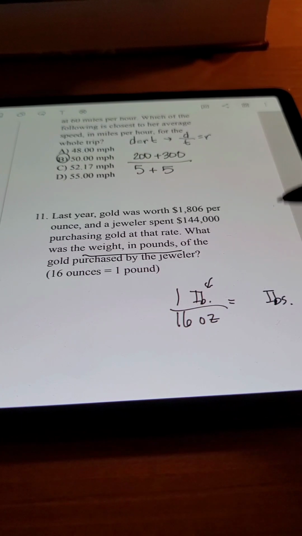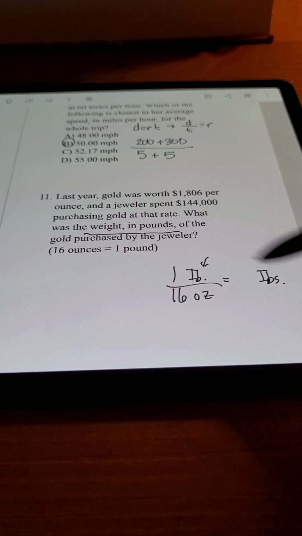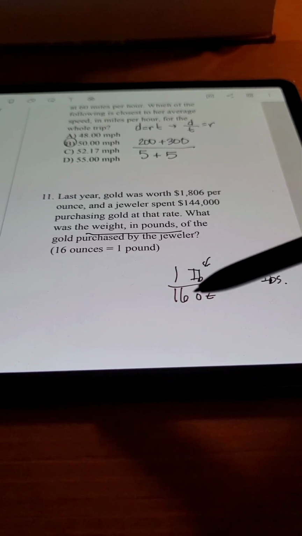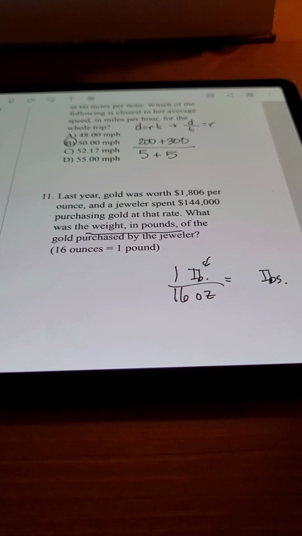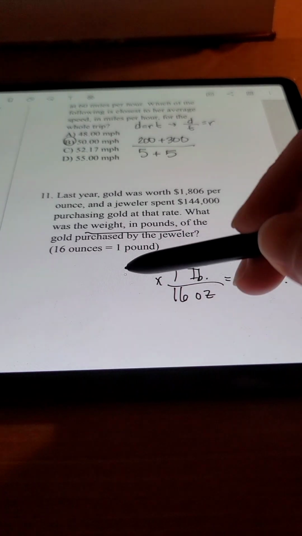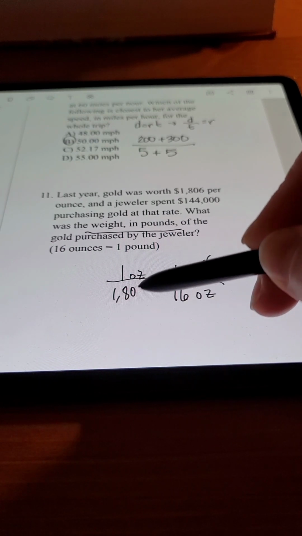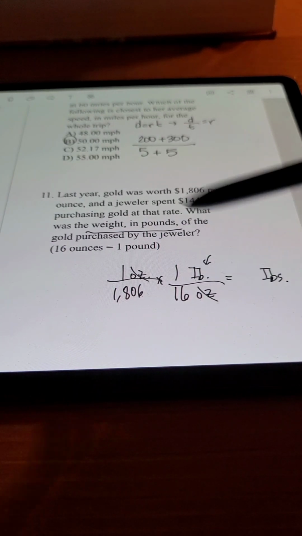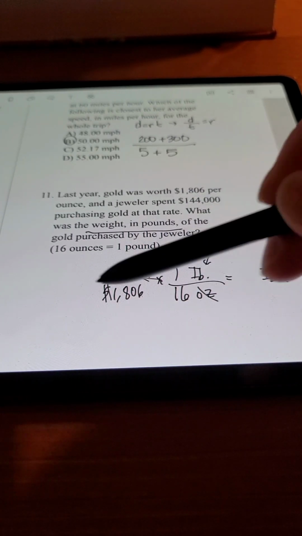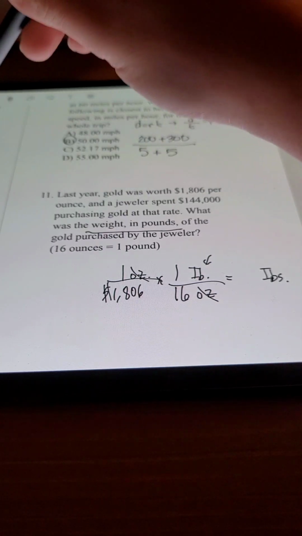So I'm going to do the backwards stoichiometry method. So I want to end up with weight in pounds. So that's why I'm starting with this relationship right here. And then I want to work backwards to cancel out the ounces. So let's see what other relationships I can use to do that. Well, it says that it's $1,806 per ounce. So I could say one relationship that I have is that for every 1 ounce, it's going to be $1,806. So that would cancel out ounces and ounces. And this is in dollars, right?